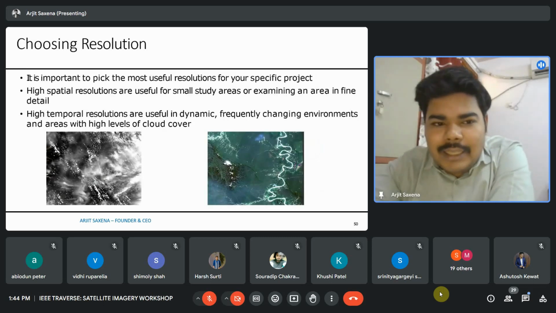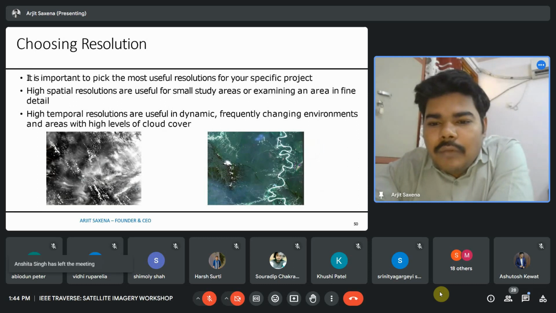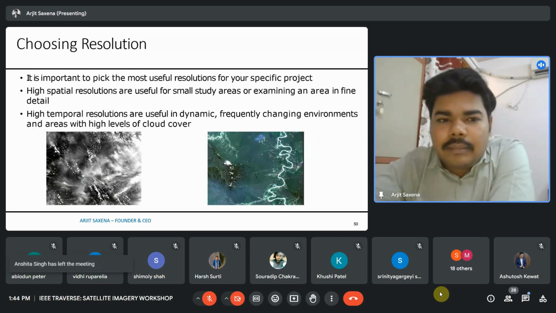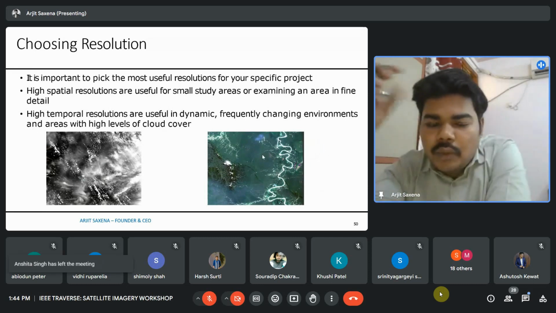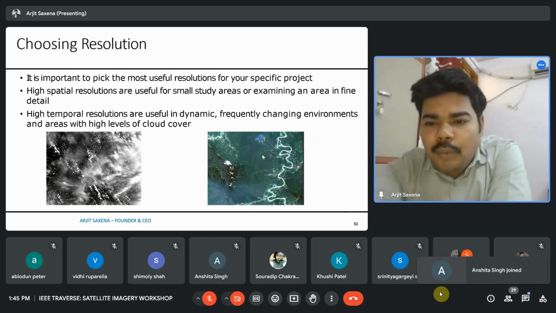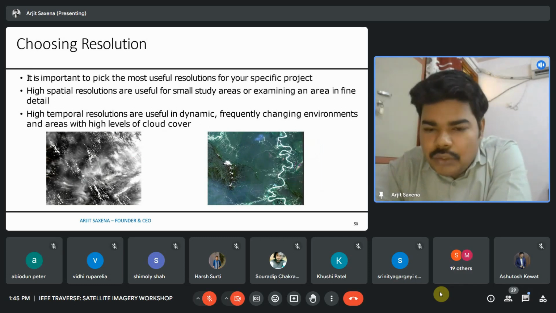This is another example with high temporal resolution. You can study dynamics, like for a changing environment, where there are clouds or something like that. So this is an image in which you have clouds. If you're there for some time, with the help of certain software, you can remove the clouds and have this beautiful image. But this image is captured in this resolution. This image is not captured in this resolution.